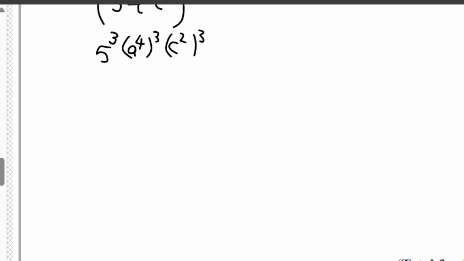So I split the 3, I give each one of these a 3. Now 5 to the power of 3 is 5 times 5 times 5, which is 125. This is calculator allowed, so you can just plug it in your calculator. A to the power of, if you have two indices, the law of indices says multiply them. So it's 4 times 3, which is 12. And finally, c to the power of 2 times 3, which is 6.